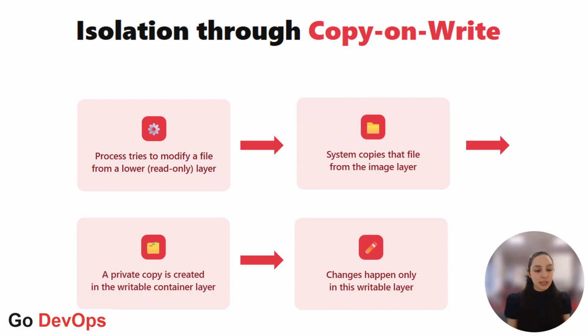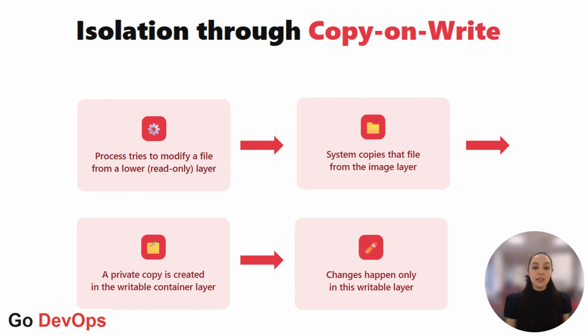And if you look here at the flow on the screen, the process is really simple. A process inside the container tries to modify a file, and then the system duplicates it from the underlying image layer, and a new private copy is created inside the writable layer. And finally, the edit takes place only in the writable layer. So the lower layer remains untouched, and that's what keeps everything consistent and isolated.